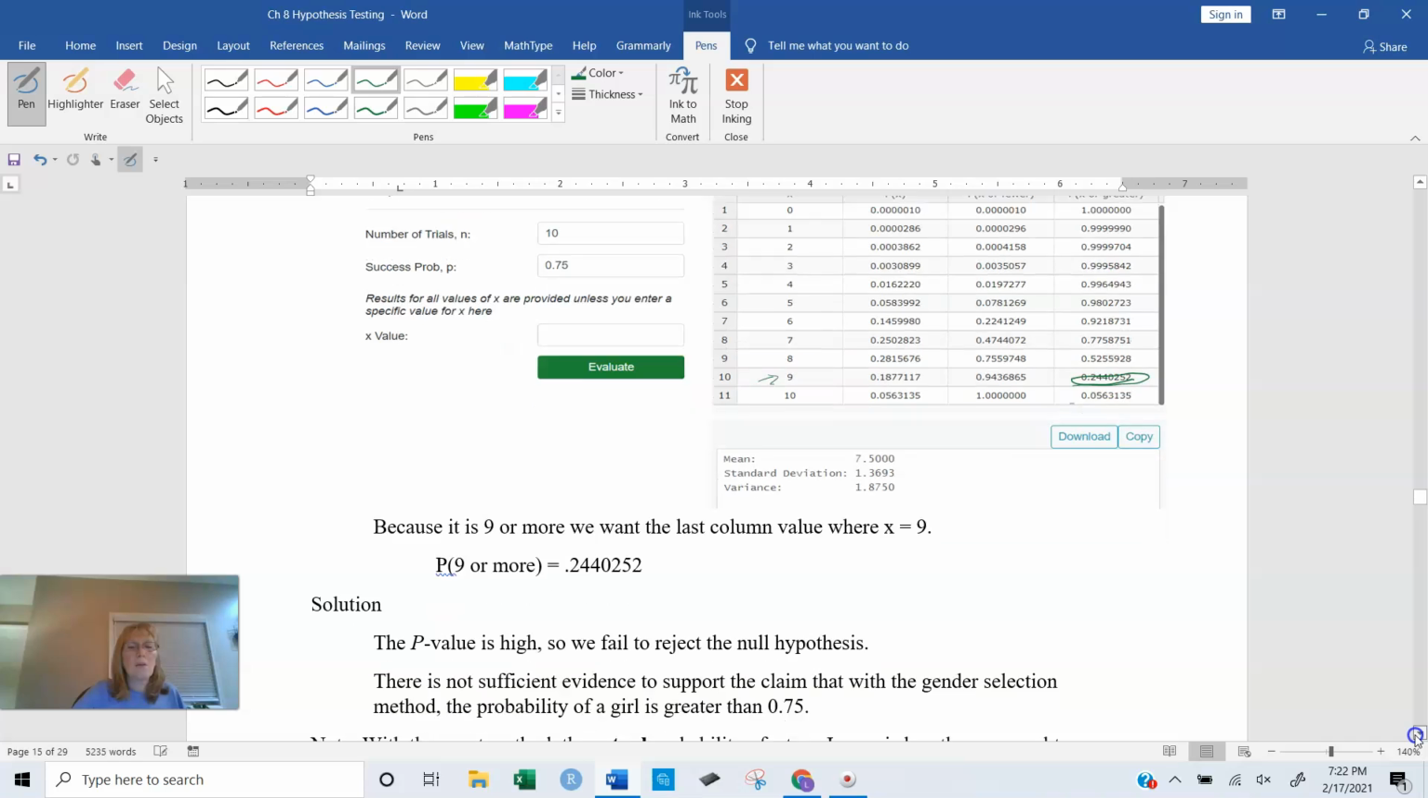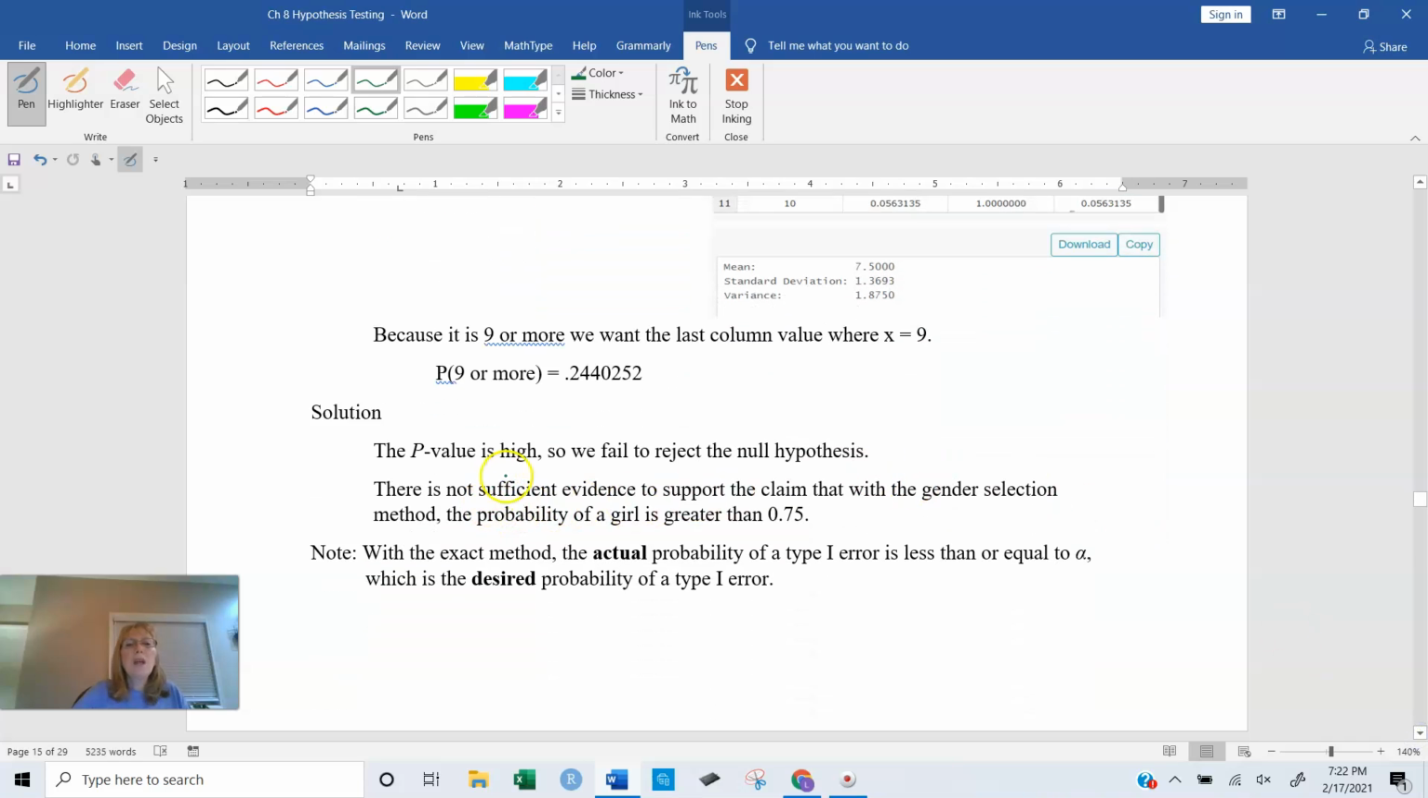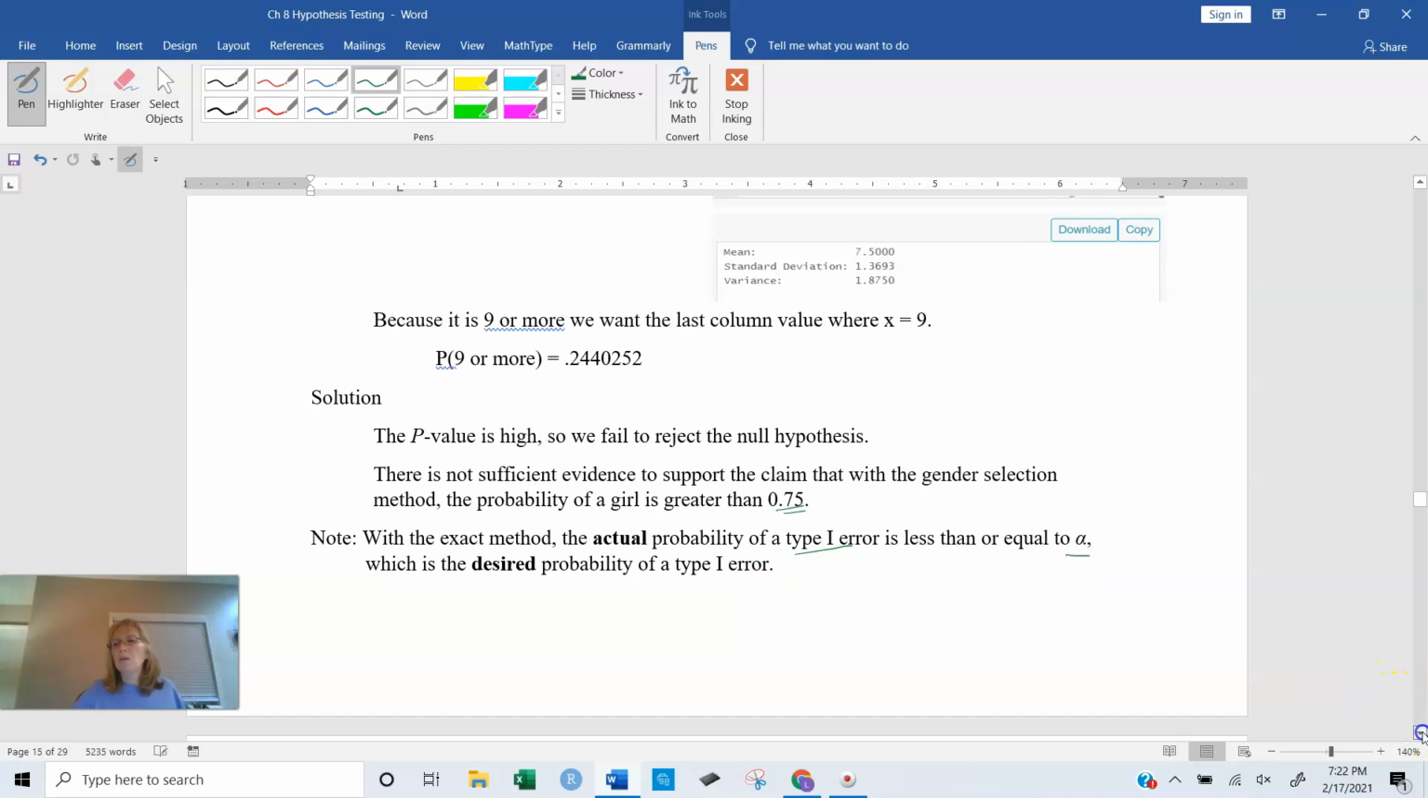And we've already read that out. So the p-value is high, so we fail to reject the null hypothesis. What this is saying is there's not sufficient evidence to support the claim that with the gender selection method, the probability of a girl is greater than 0.75. It's probably because our sample size is too small, and it's hard to get that done. With the exact method, the actual probability of a type 1 error is less than or equal to alpha, which is the desired probability of a type 1 error. Here, let's go down here and show you what we're talking about.